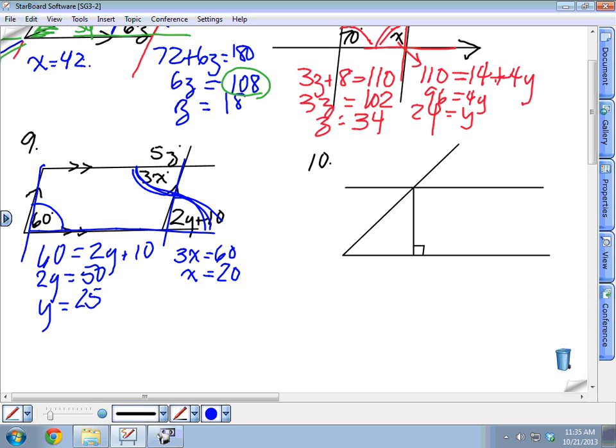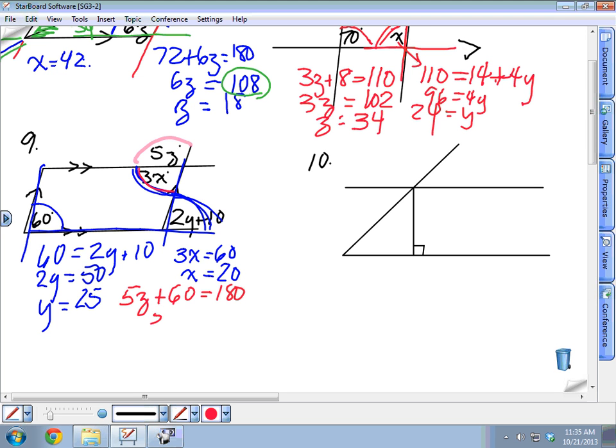We also know that the 5z is supplementary to that. So we know that 5z plus 60. Now, don't get mixed up and put your 20 in. X is 20, but this angle right here is 60. So plus 60 is equal to 180.